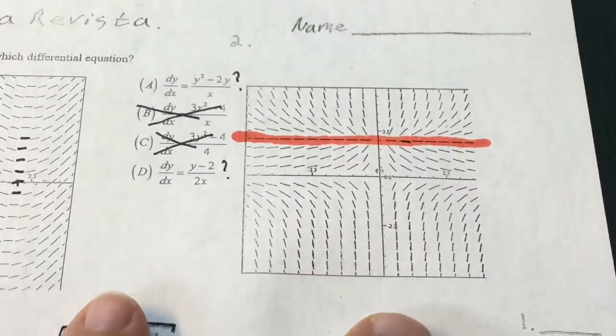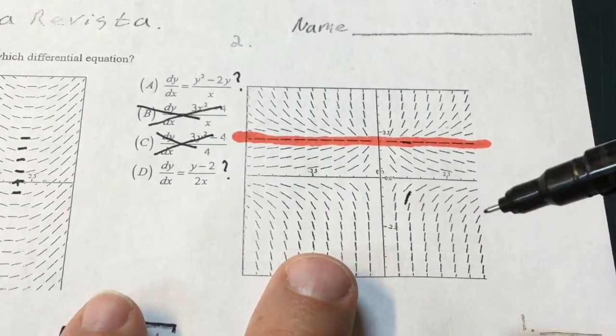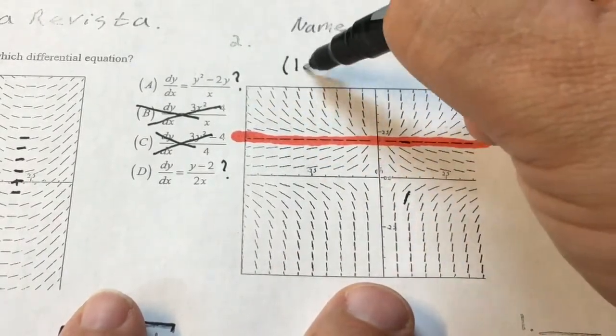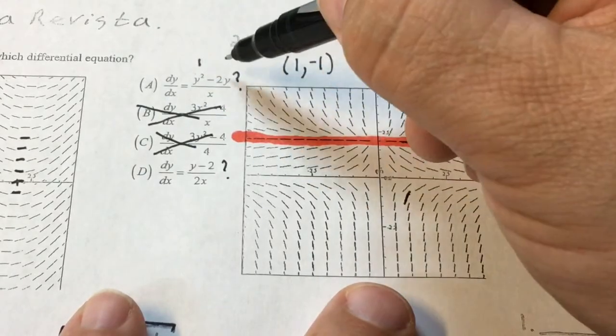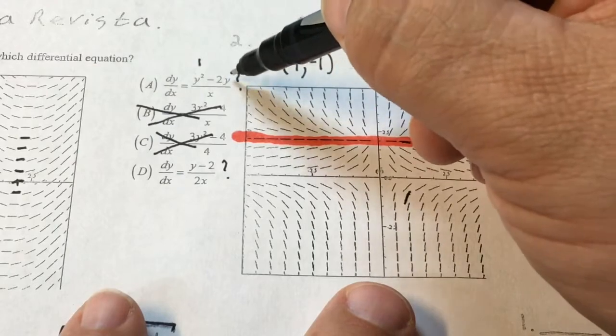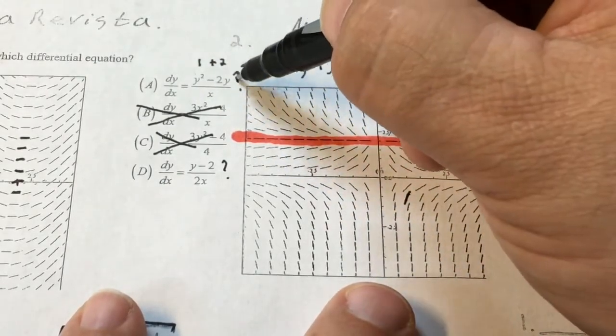Now I need to choose another point. Well, I'm going to go down here at 1, negative 1. Notice at 1, negative 1 in this quadrant, I have a positive slope. So let's see. At 1, x value, negative 1, y value. So the y value is negative 1. That's going to give me 1 minus minus 2. So that's going to give me negative 2 times negative 1 is positive 2. So that gives me a positive 2 over x value of 1. So that's going to give me a positive slope. Again, it could be choice A.